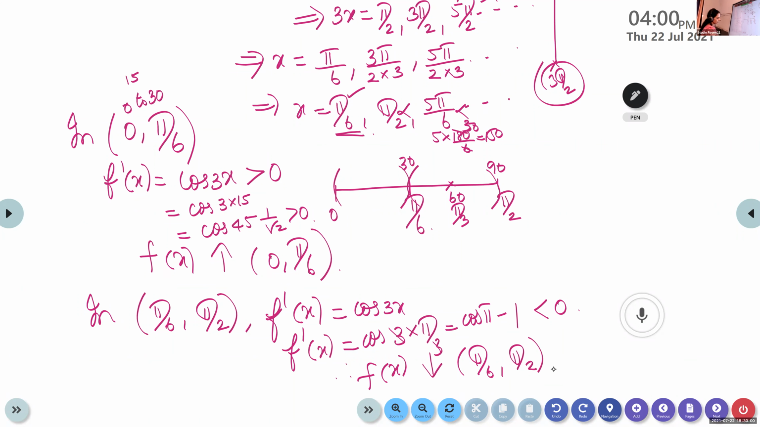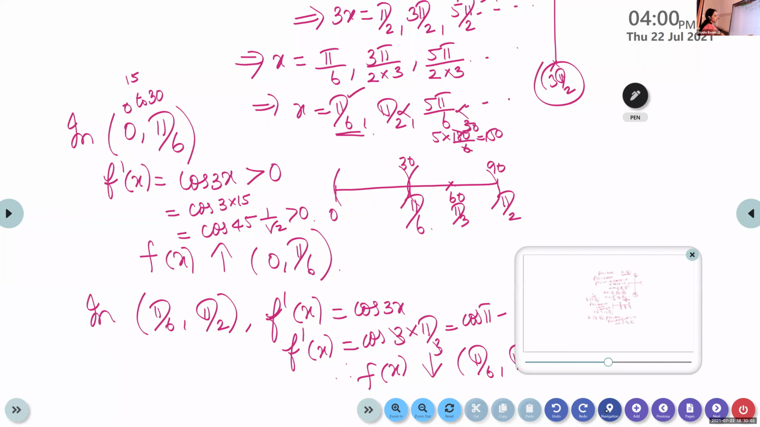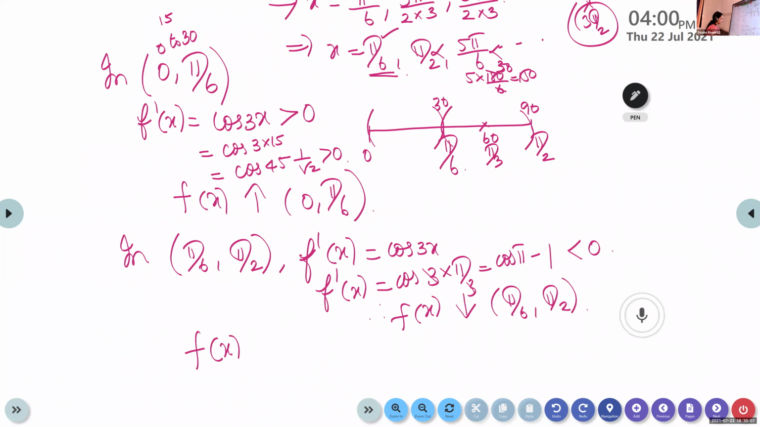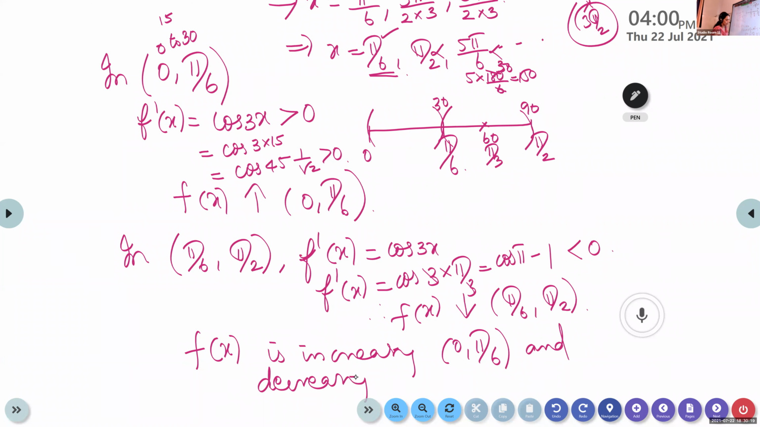So combining this, we can write the answer as: f of x is increasing in the interval 0 to pi by 6 and decreasing in the interval pi by 6 to pi by 2. Is it okay, Nandana? Is it okay, children?